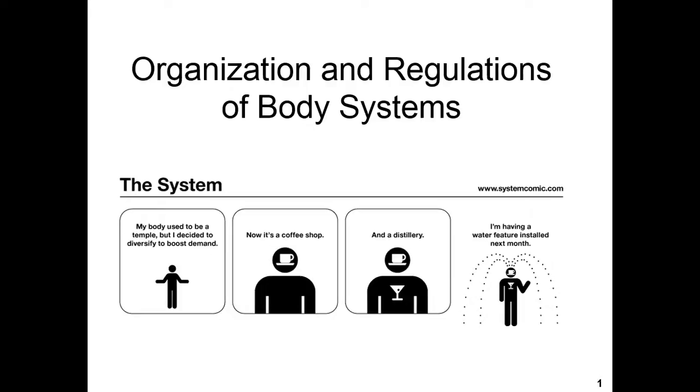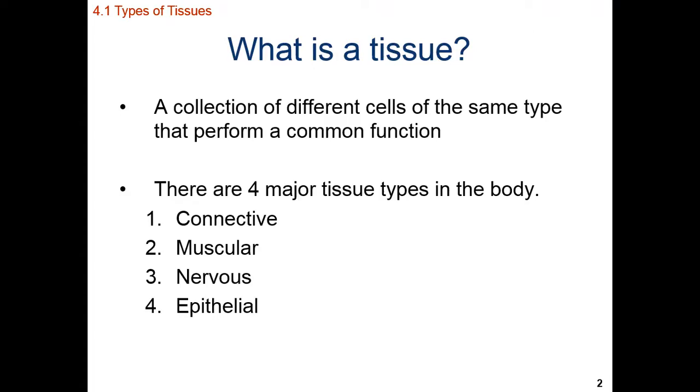Hi class, let's get started with our discussion in human biology on tissues and the kinds of tissues and how we categorize those kinds of tissues within the human body. So first we need to define what a tissue is. Generally speaking, a tissue is made of two or more different kinds of cells working together for a common purpose or a similar function. And there are four broad categories of tissues we're going to talk about in this presentation. They are connective, muscular, nervous, and epithelial.